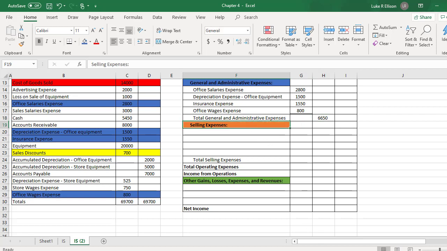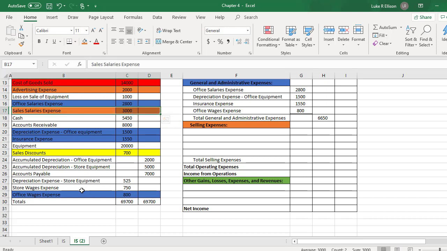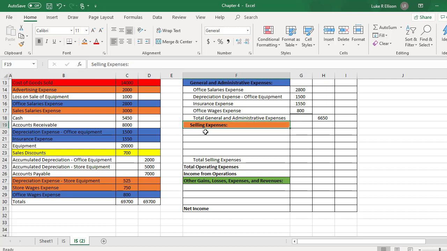Next, we move on to our selling expenses. The selling expenses are expenses that are somehow related to marketing or selling the product to the customers. This would include things like advertising or the wages for store employees. So looking at our trial balance, we see we have advertising expense right here. We also have salaries for the sales employees. And if we look down a little further, we see we have the store wages expense right here. And we also have depreciation on the store equipment. So anything related to store is going to be included in this category since it's related to selling. So we can copy those labels down.